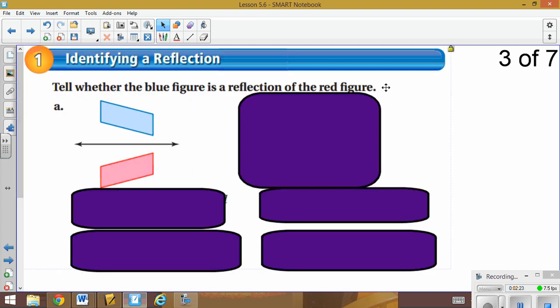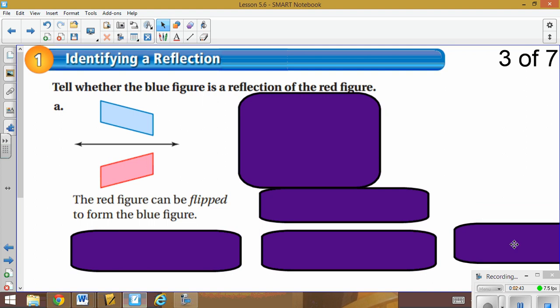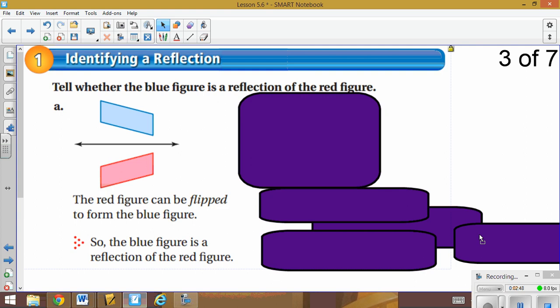All right, we're on slide 3 of 7. So the directions are: tell whether the blue figure is the reflection of the red one. So if I were to take this shape, cut it out, and fold it along the x-axis, will these two shapes match up? The red figure can be flipped to form the blue figure. Therefore, the blue figure is a reflection of the red.